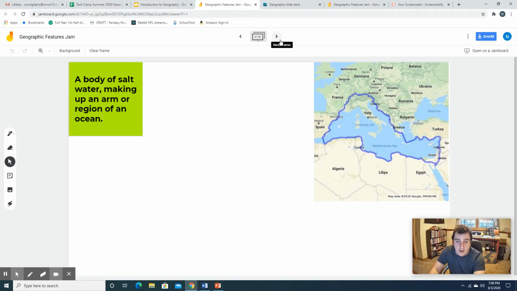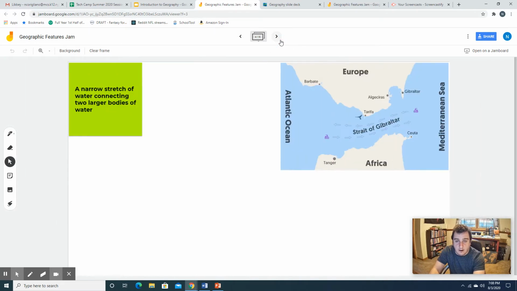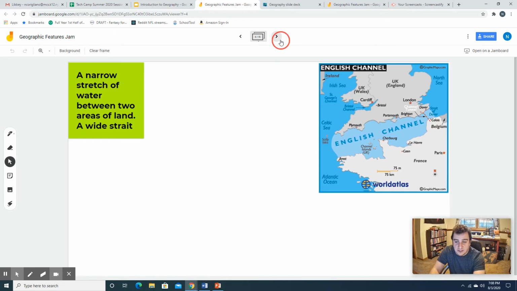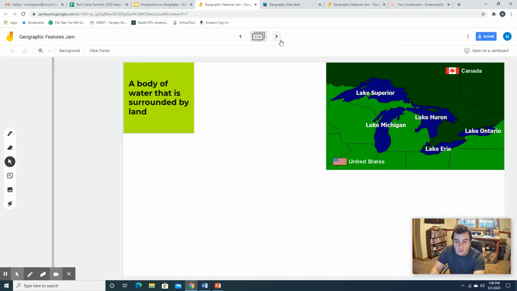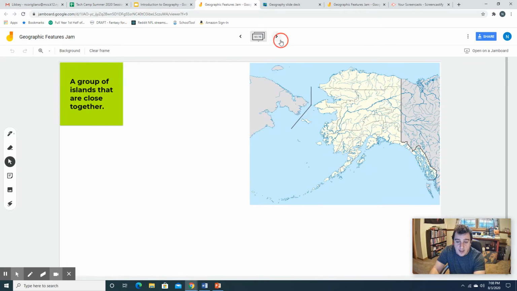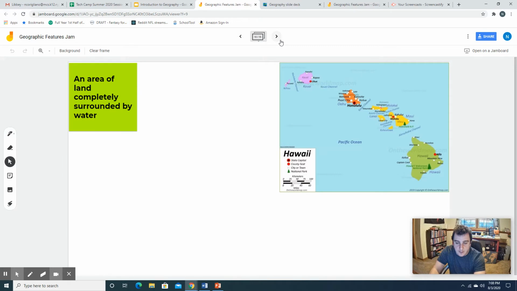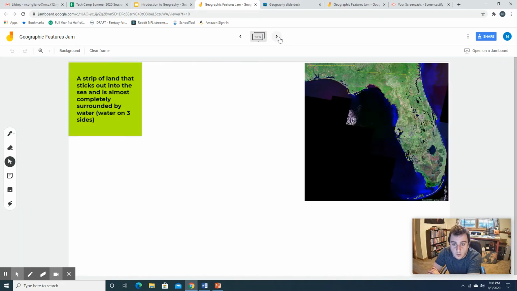So as you can see, I've got 15 total boards. There are water features, and there are also land features as well that they're going to talk about in 7th grade, in 8th grade, and in 9th, 10th, and 11th, eventually when they get to the high school. So they will talk about all of these, and all of these geographic features will be important. So like I said, I've got 15 of these boards, so it's 15 terms.